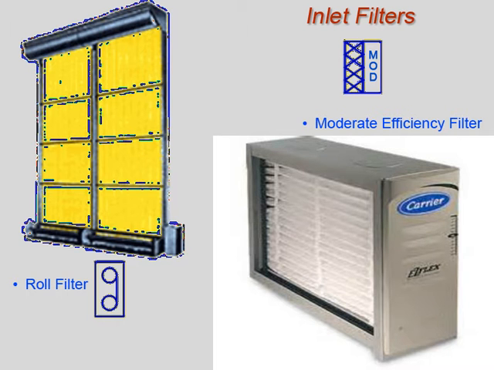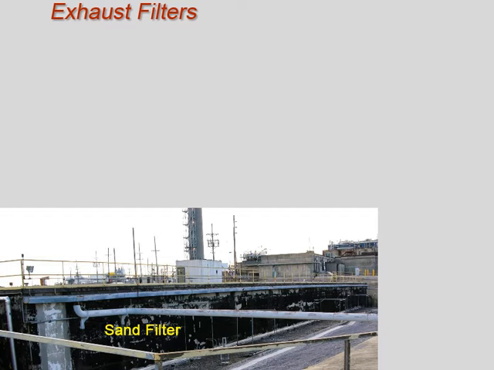Filters are installed throughout ventilation systems to remove particles from the airstream. There are several different types of filters used in ventilation systems. Filters are made of different materials with the capability of removing particles of different sizes. Some air handling units have two sets of filters: roll filters, which are low efficiency, and moderate efficiency or mod filters. Let's look at exhaust filters.